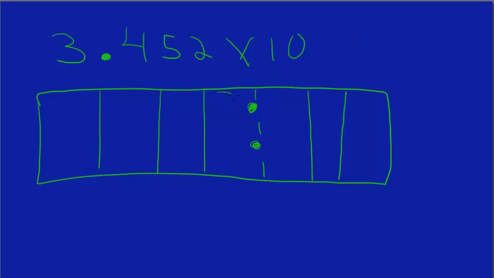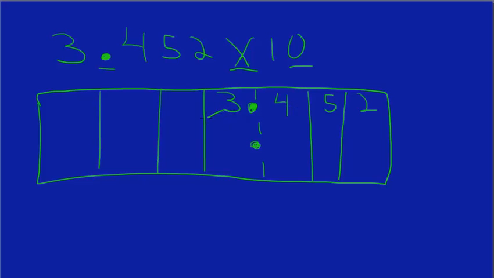So I have 3 in the ones place and 452 thousandths. Again, the first thing you want to look for is where the decimal point is. Make sure you lined up your number correctly. The next thing I want to look at is, what am I doing? I'm multiplying. And then next I want to look at how many times I am moving my digits. The 0 tells me I'm moving them one place.